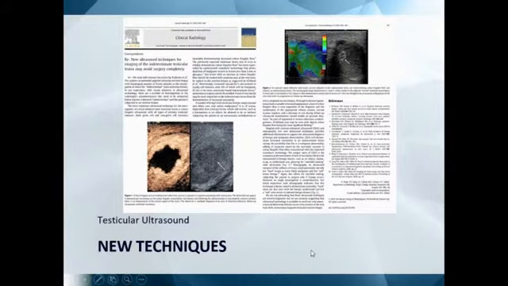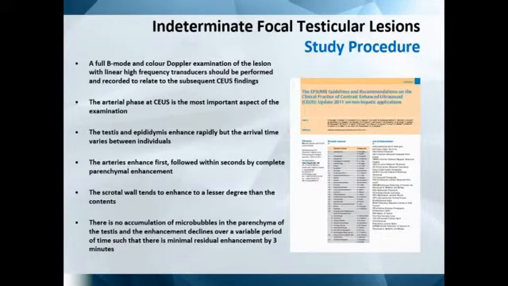Use the term multi-parametric imaging for ultrasound, just as you use the term for MRI. There is no difference. Your B-mode ultrasound, your colour Doppler ultrasound, your contrast-enhanced ultrasound, and your tissue elastography, all in combination, make you get nearer to the correct diagnosis. How do you do a study looking at testicular lesions?